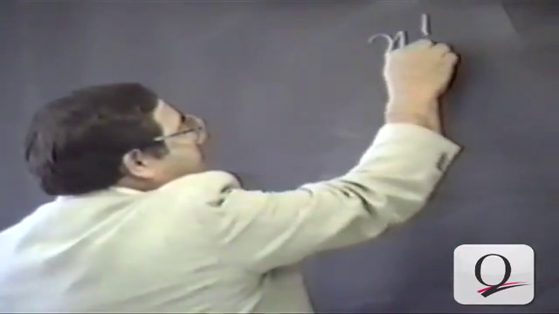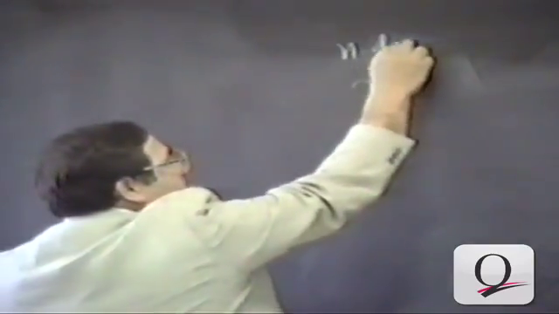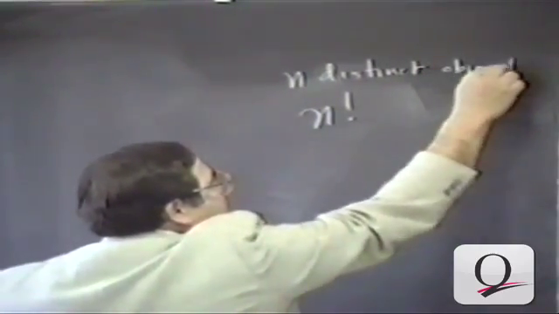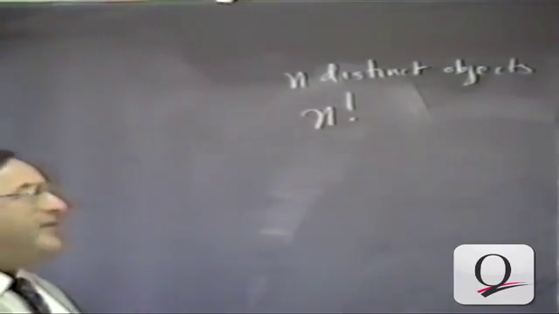Okay, today we're going to continue with permutations and start with combinations. Let's review the formulas we had last time for permutations. If you permute n objects and they're all distinct, we said there are n factorial permutations.